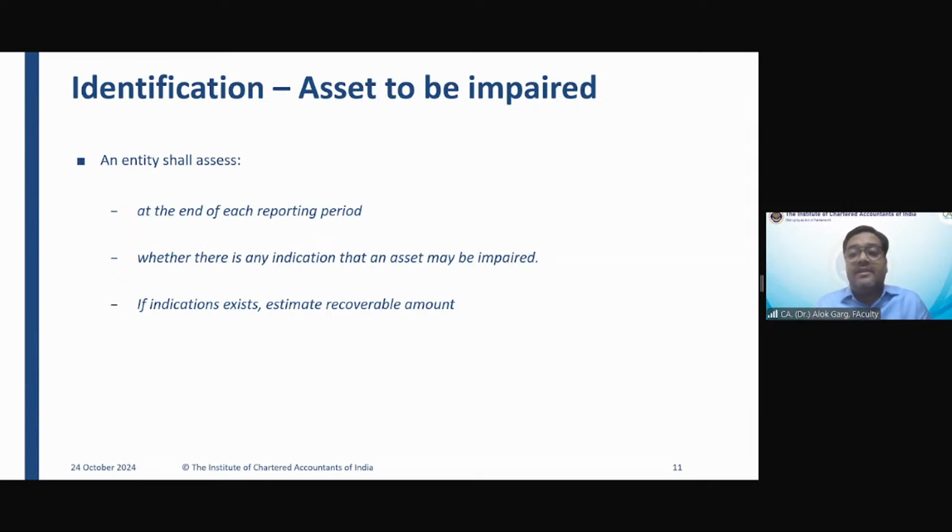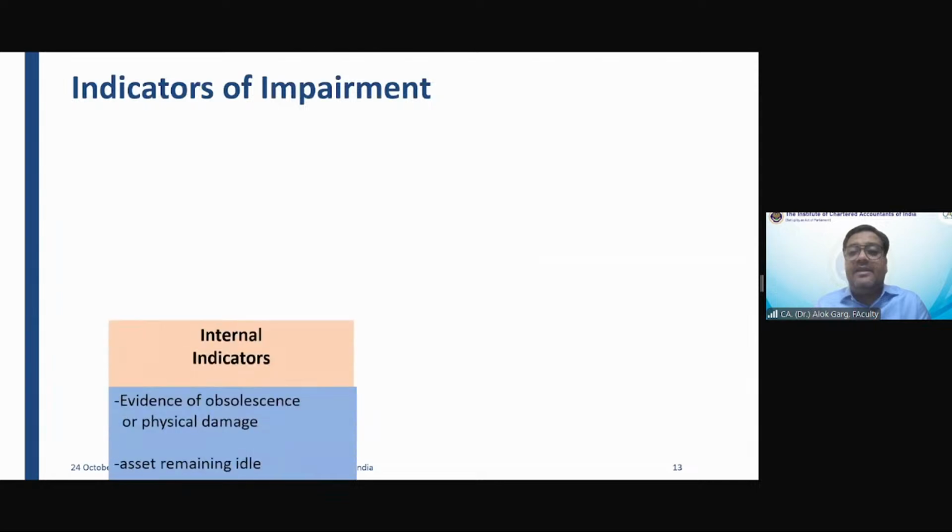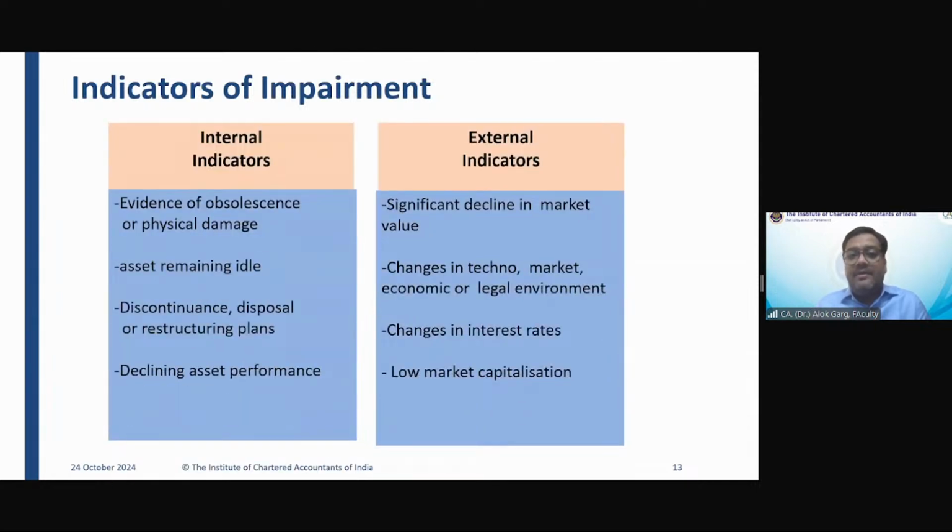Sir, which indicators? The indicators are internal indicators and external indicators. Internal indicators, for example, you have seen that your asset is lying idle. Your asset got damaged.